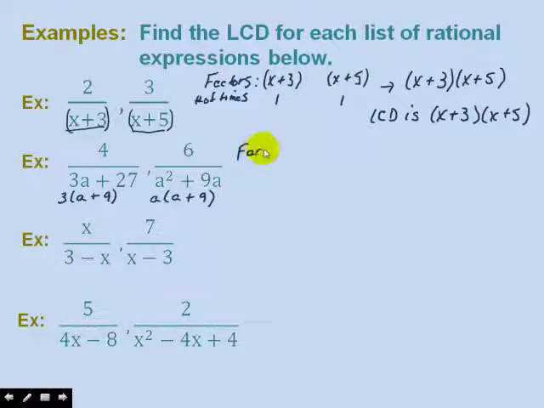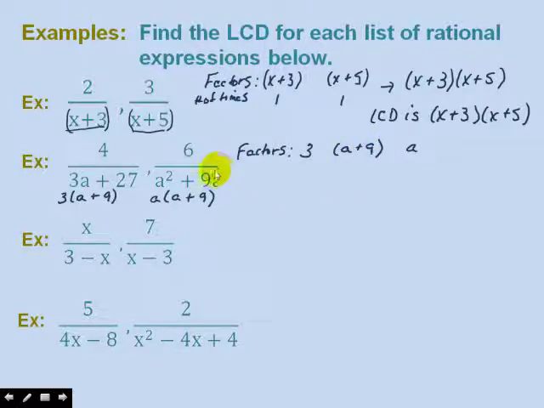So to find our LCD now, we're going to write down each different factor that we see in any of the denominators. So we have a 3 here, and again that counts as a factor because it's multiplied by this other factor. Another factor that we see in this first denominator is the a plus 9. And then in the second denominator we have an a also, and that counts as a factor again because it's multiplied. There's no addition or subtraction along with it. And we have the a plus 9 again.